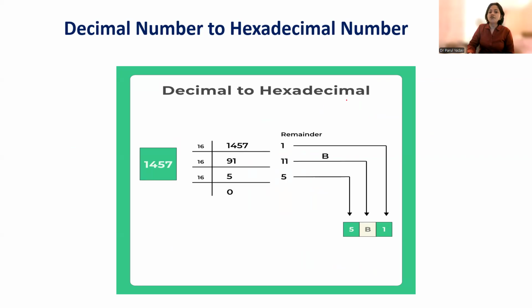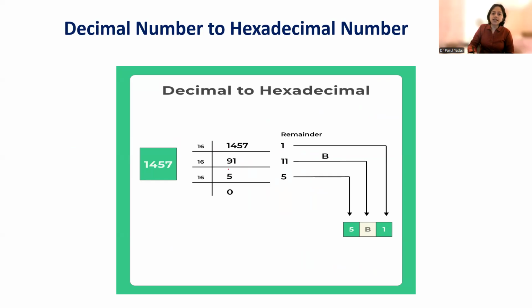Hexadecimal number means we will divide it by 16. So we will first divide this number by 16. So here it is 91. And if we multiply 16 and 91, you will get 1456. So the remainder will be 1, right? So this is the remainder.